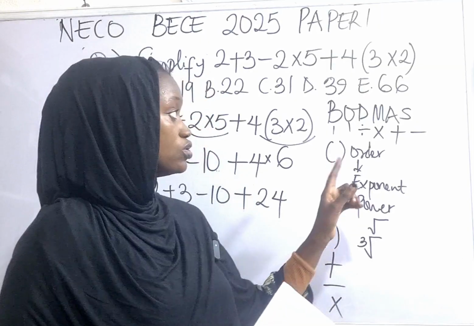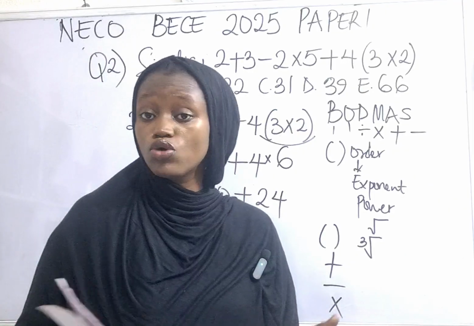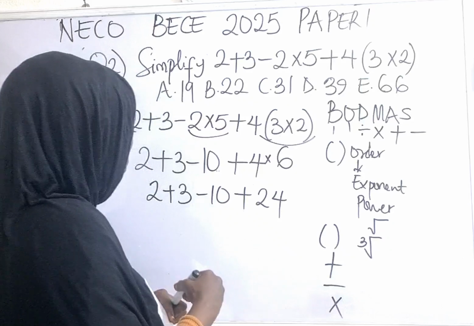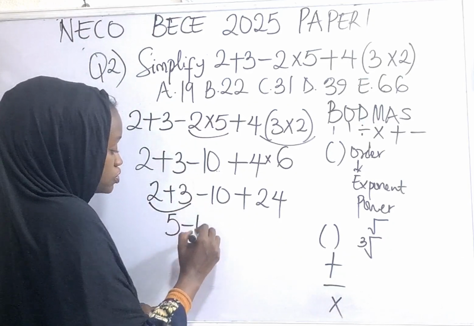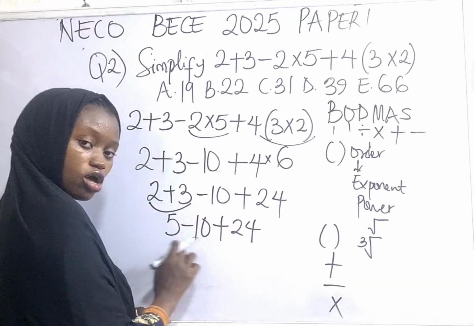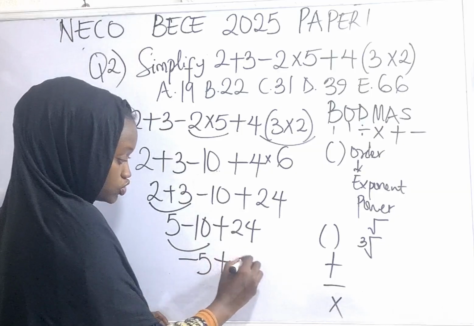If you follow the rule that says you have to do addition first before subtraction, in most cases you miss out the correct answer, okay? So now, let's work with what we have. First, we have 2 plus 3, which gives us 5. Then this reduces to 5 minus 10 plus 24. Now, what comes next is 5 minus 10, and 5 minus 10 gives us minus 5 plus 24.